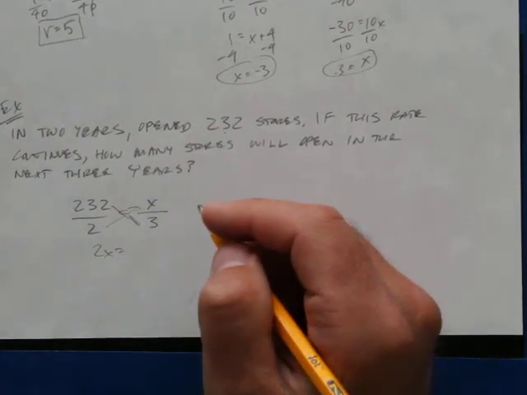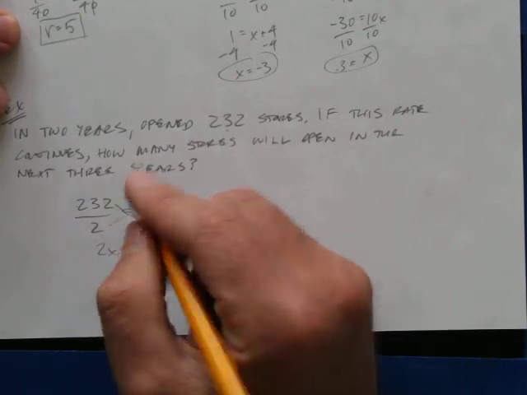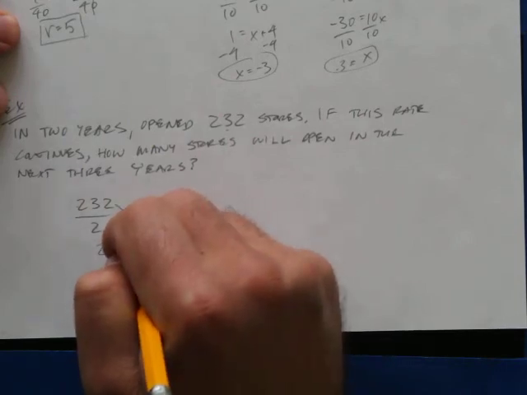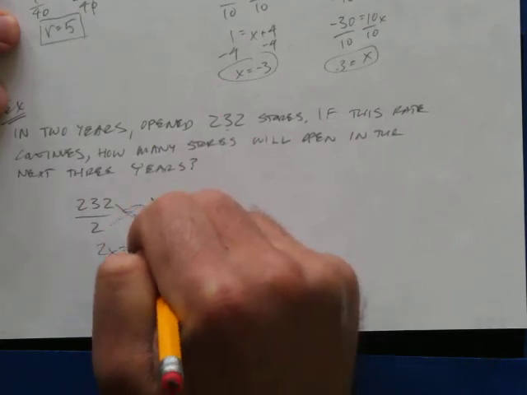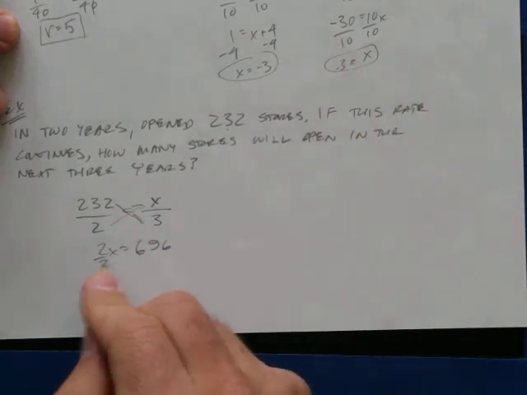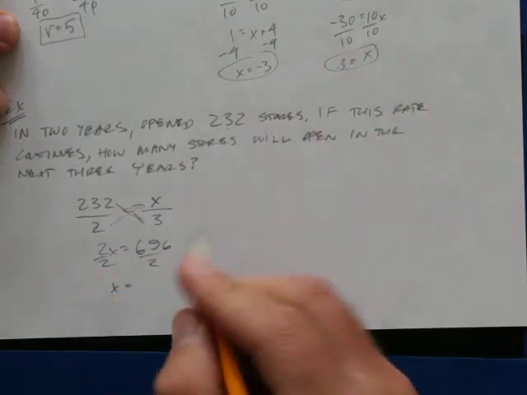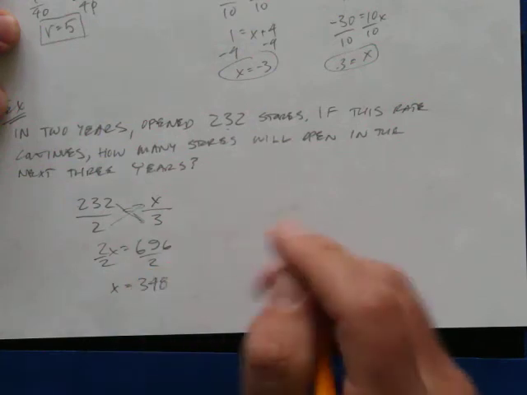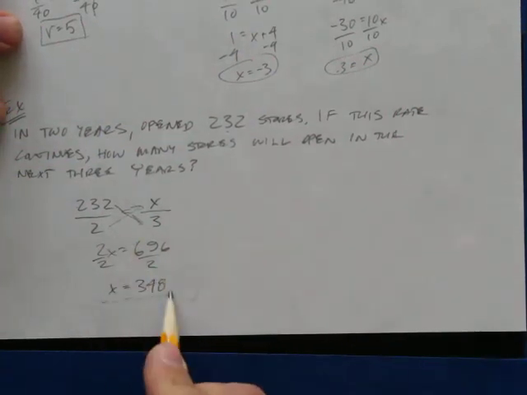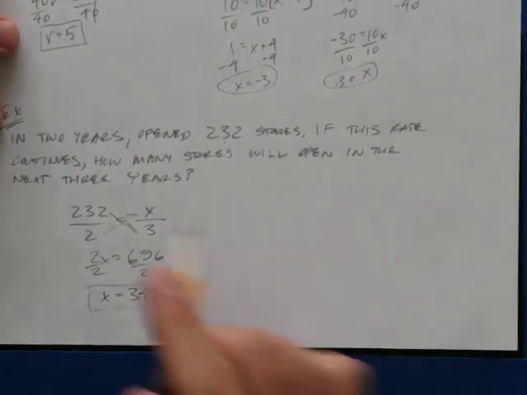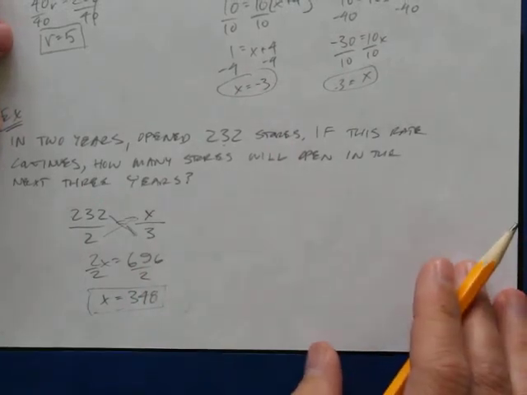So that is 696, I should say. Divide by 2. X equals 348. So in the next 3 years, this business will open this many stores.